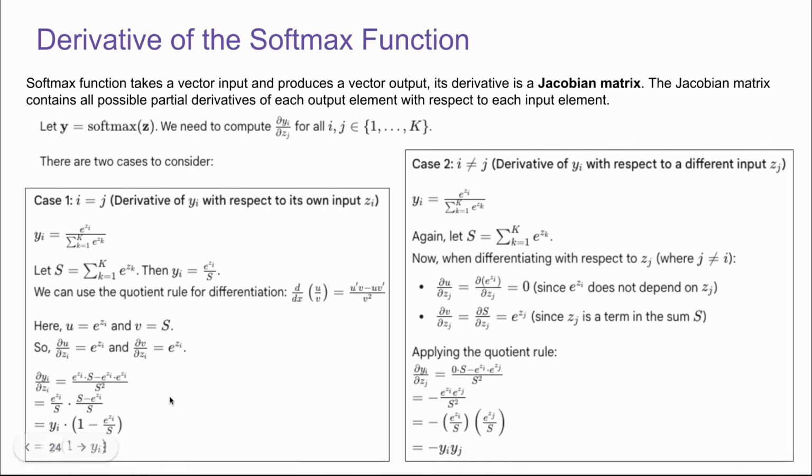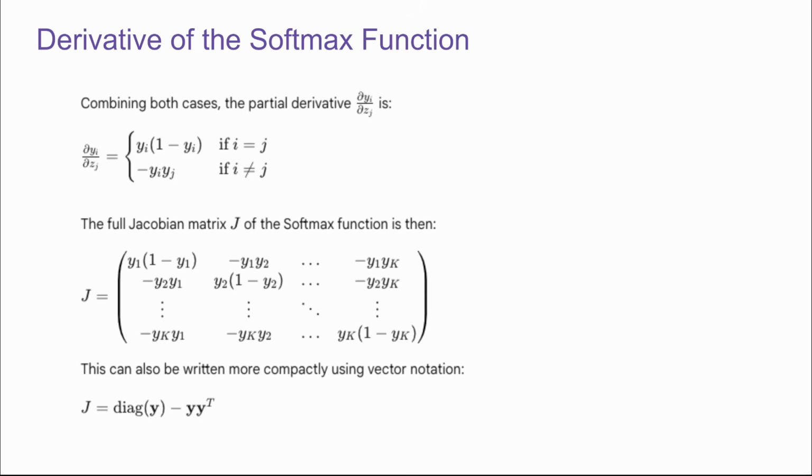The math deduction details are as follows. Pause the video if you need to take a look. The final output of combining both cases is this. When i equals j, this is the derivative. When i doesn't equal j, this is the derivative. So the full Jacobian matrix J of the softmax function is this.